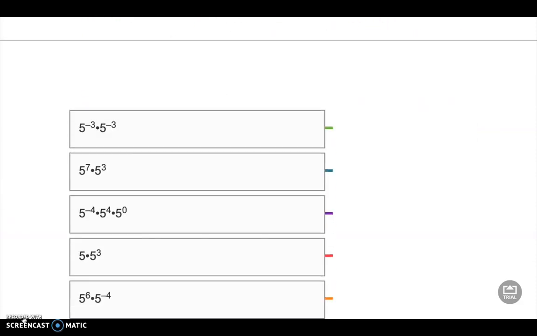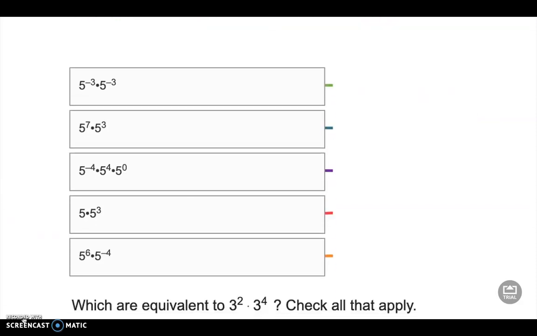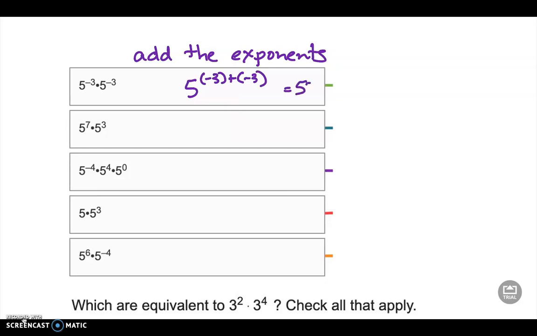So when we're looking at them, we can rewrite these very simply by, remember, adding the exponents. When we're multiplying with the same base, we are adding the exponents. So 5 to the negative 3 times 5 to the negative 3 is 5 to the negative 3 plus negative 3, which is equal to 5 to the negative 6th, which is equal to 1 over 5 to the 6th.